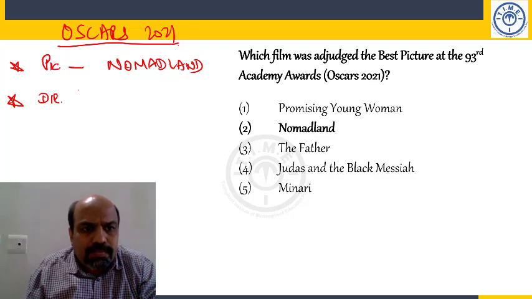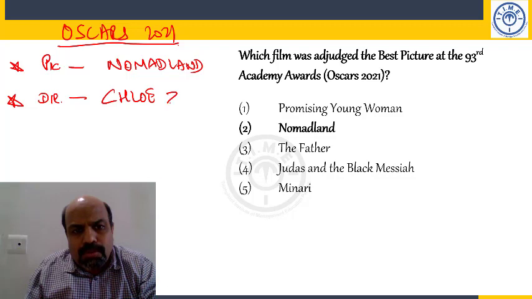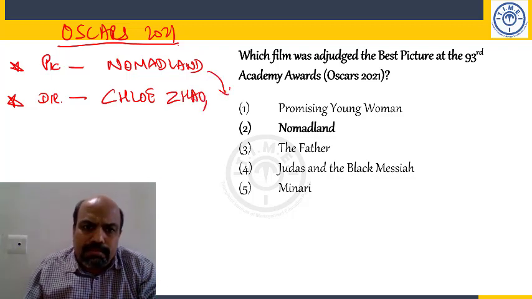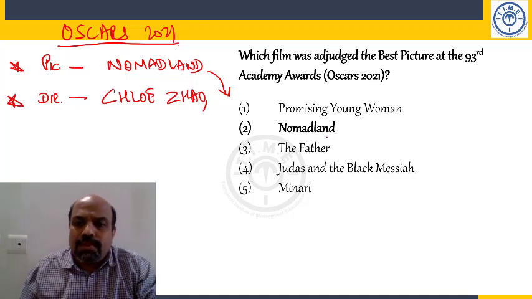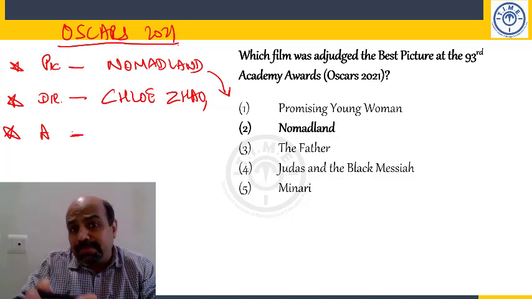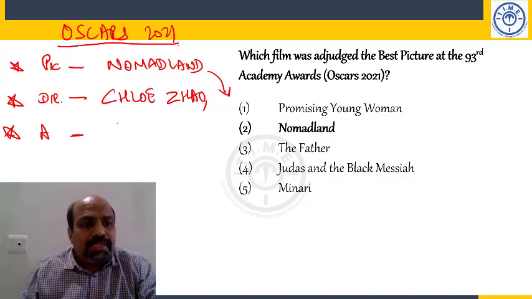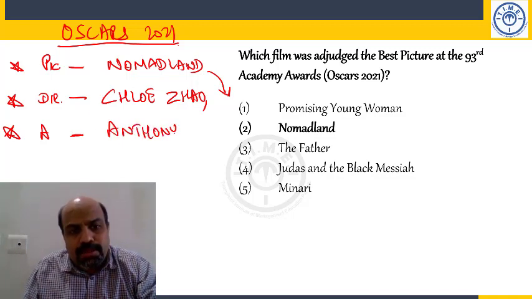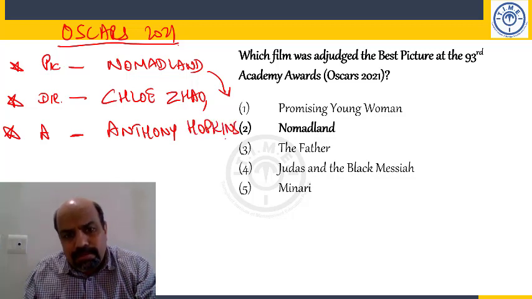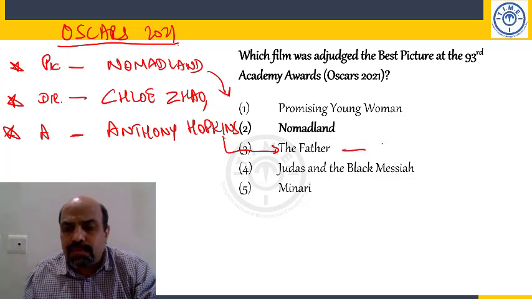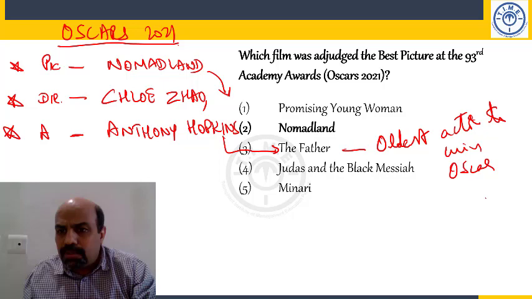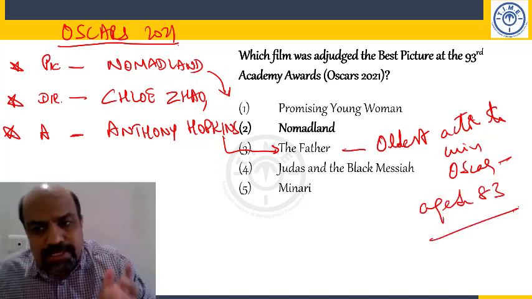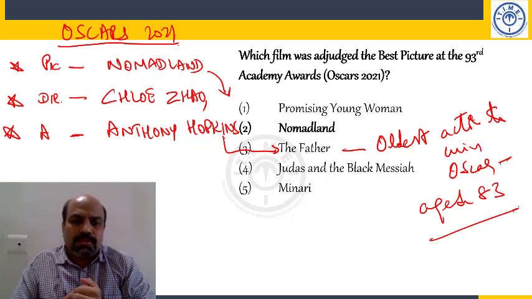Best director, Chloe Zhao for Nomadland. Next, best actor. Even if it's a repeat, please write it so that you remember better for an exam. Best actor, the great Anthony Hopkins for the film The Father, oldest actor to win Oscar, aged 83.